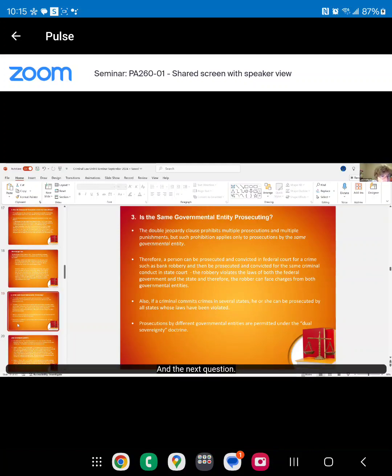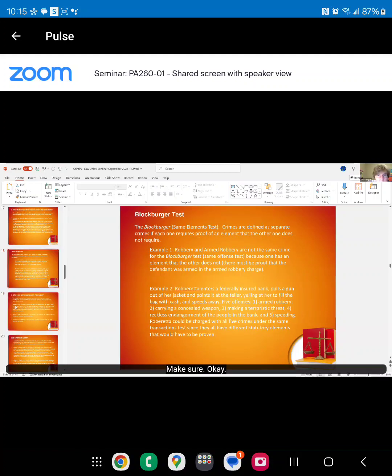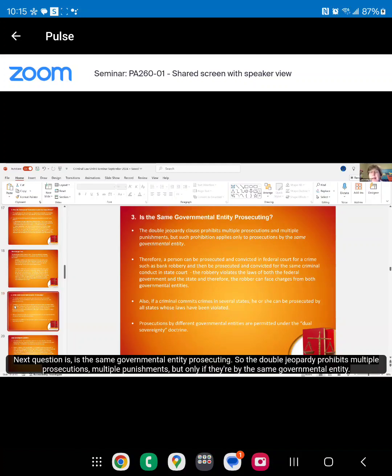And the next question, let me make sure. Okay. The next question is the same governmental entity prosecuting? So the double jeopardy clause prohibits multiple prosecutions, multiple punishments, but only if they're by the same governmental entity.